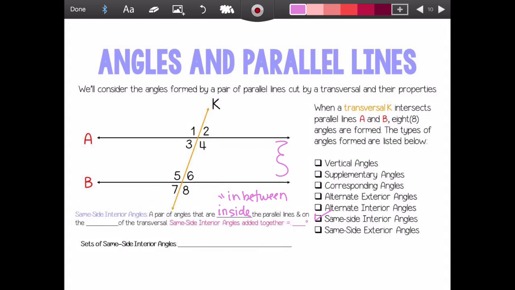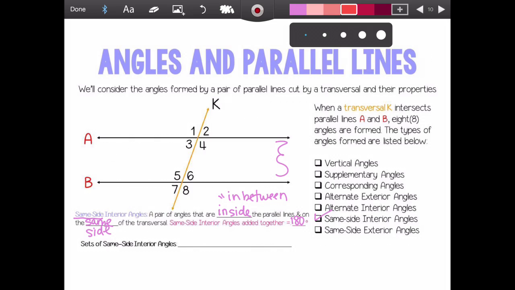The lines, and now we're looking on the same side. Again, because in the name it says same side of the transversal. The same, and then it says the same side interior angles added together are going to equal 180 degrees. Okay, so let's look.